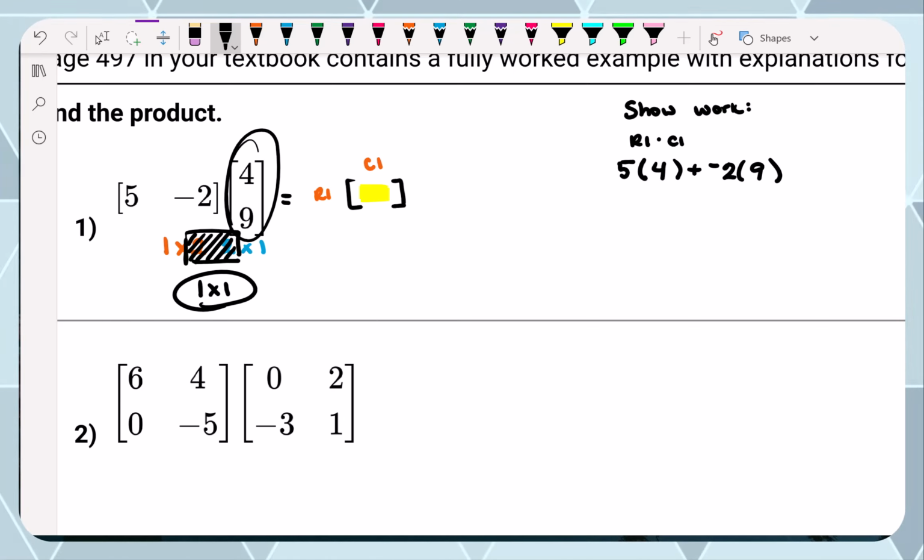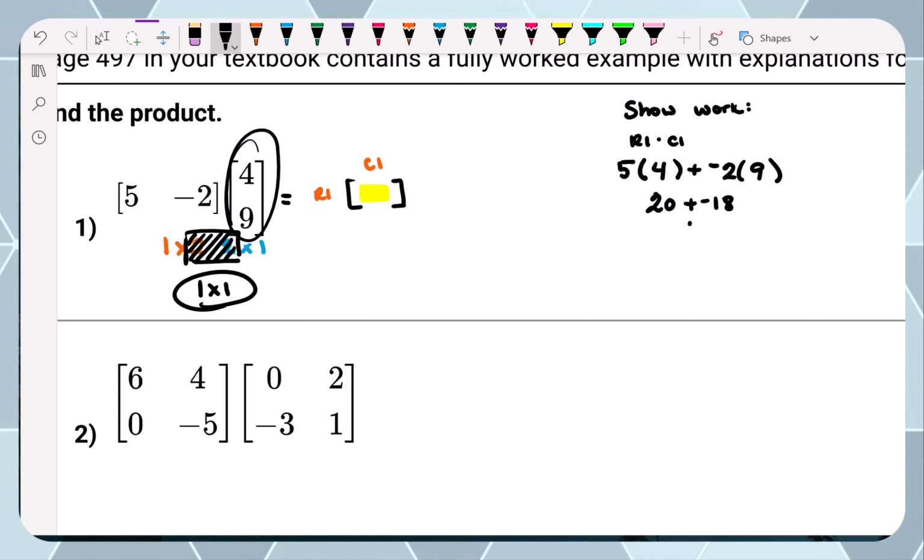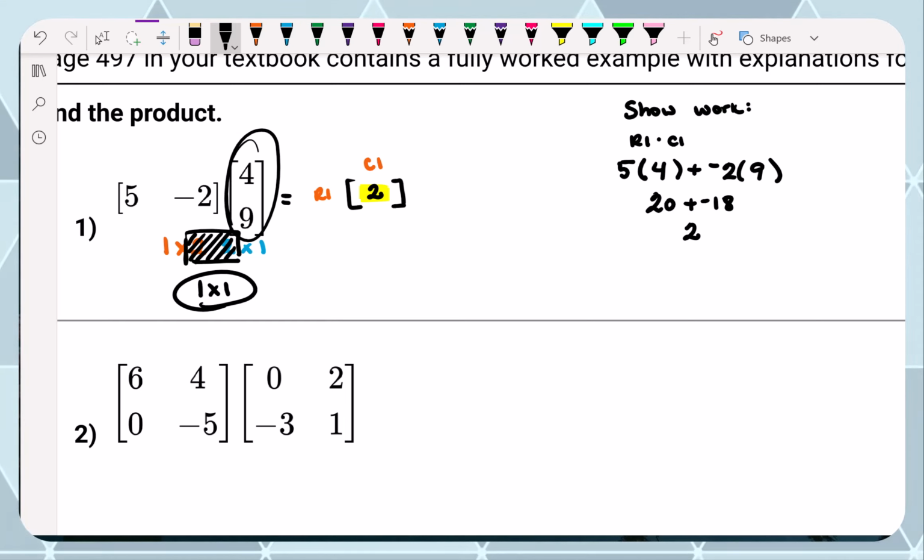So now I'm going to go in here and put 4 and 9. Now that you have it set up, you can either do this part in your head or just use your calculator. This is going to give us 20 plus -18, which gives us 2. That is the number that you put in your answer when you multiply. And that's it. That's what you're going to do. That's pretty much the pattern for any matrix multiplication problem.